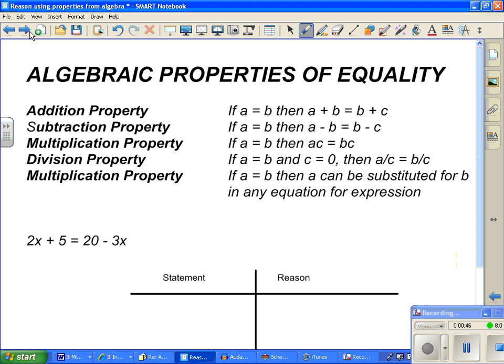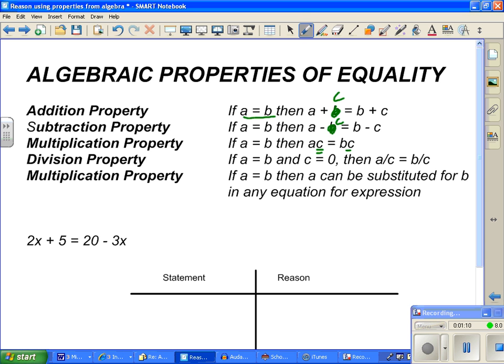Algebraic properties of equality, addition property. Okay, real simple. If A equals B, that means I can add, oops, this should be a C. That should be a C. If A plus C equals B plus C, I can add the same thing to both sides, and this should be a C also. Okay, so subtraction. A minus C equals B minus C. I can subtract the same thing from both sides.